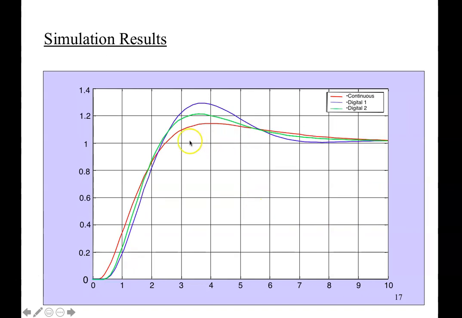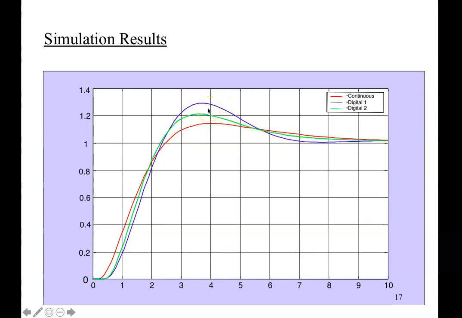The continuous time is the one in red. Digital 1 is the digital controller using the backward difference method. The green one is digital 2, from the bilinear method. So you can see there that the bilinear method can give you a better performance, closer to the continuous controller. And the blue line is the backward difference.